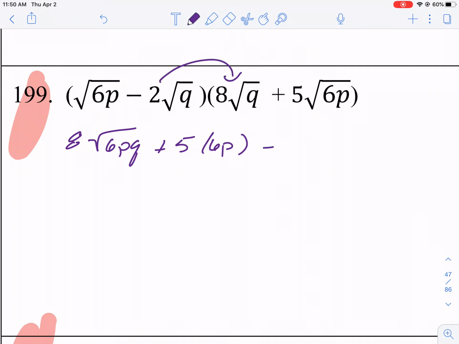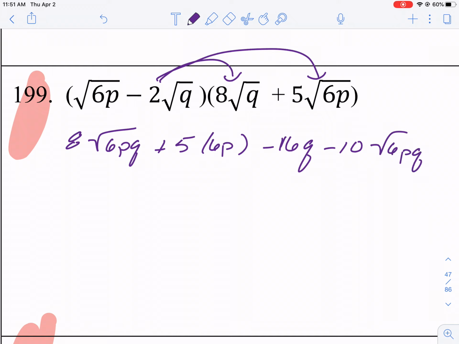Negative 2 times a is negative 16, and when I multiply square root of q times square root of q, I just bring a q to the outside. Now that's negative 10, because 2 times 5. And square root of 6pq.